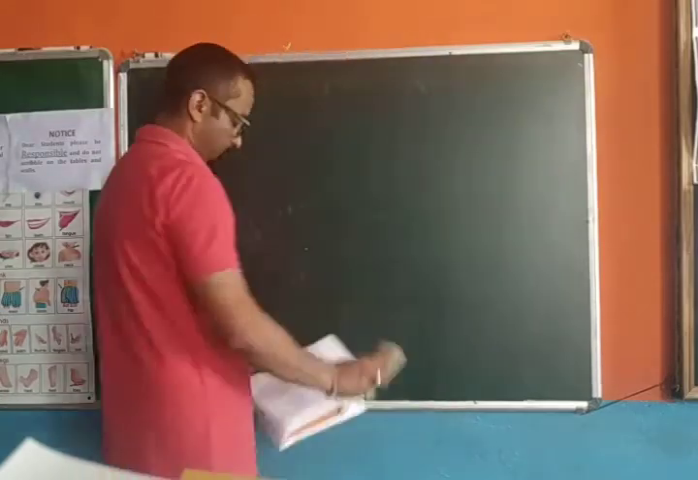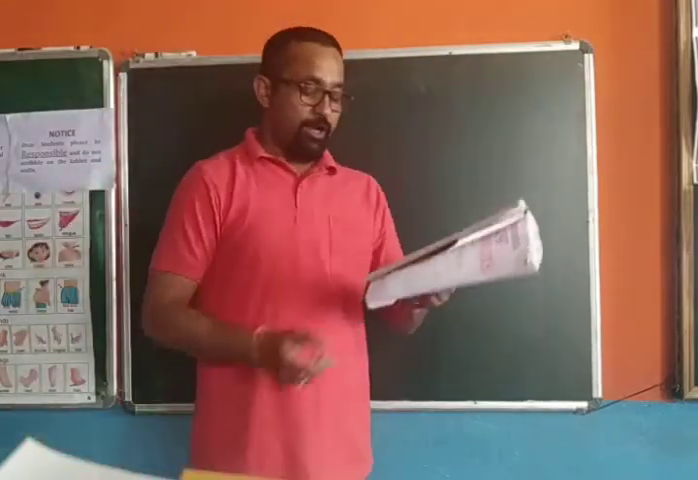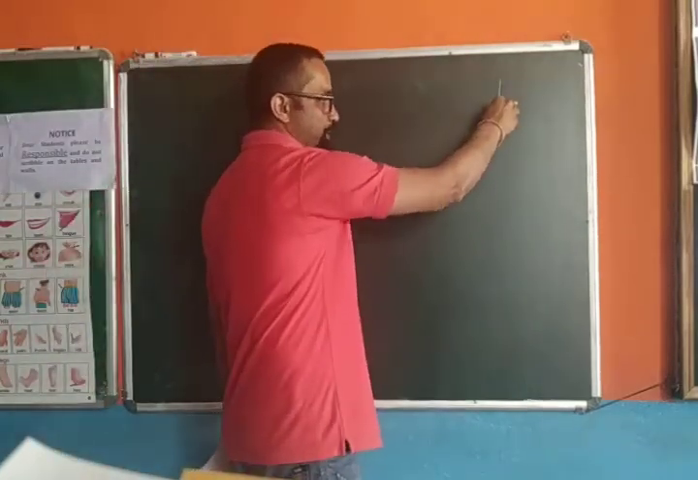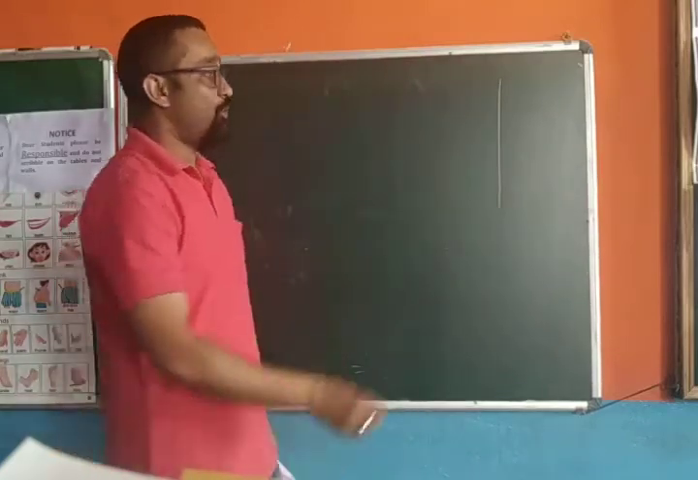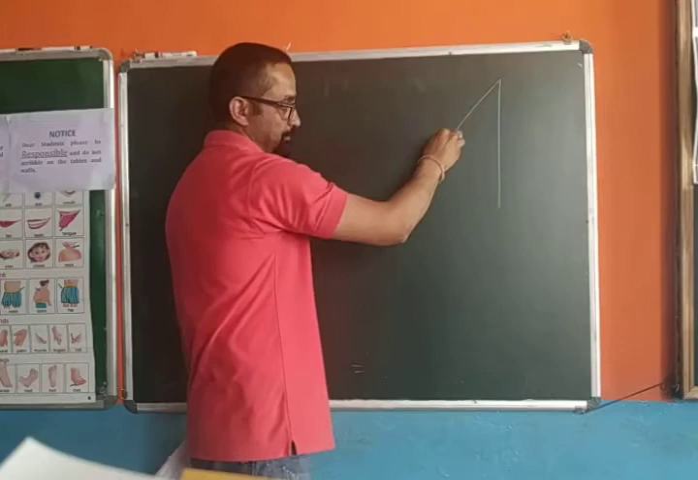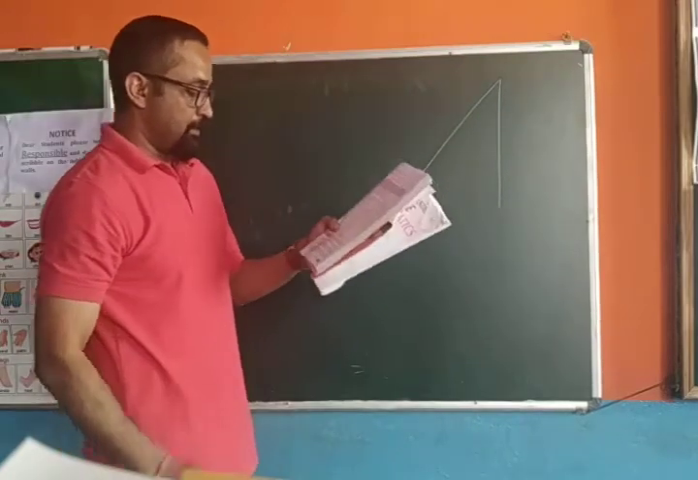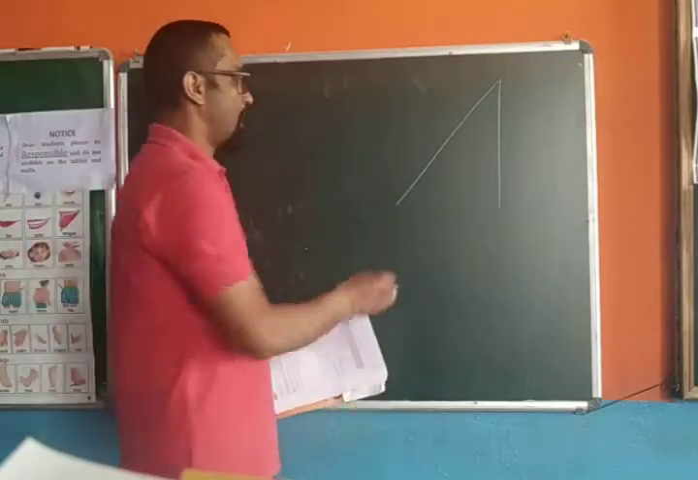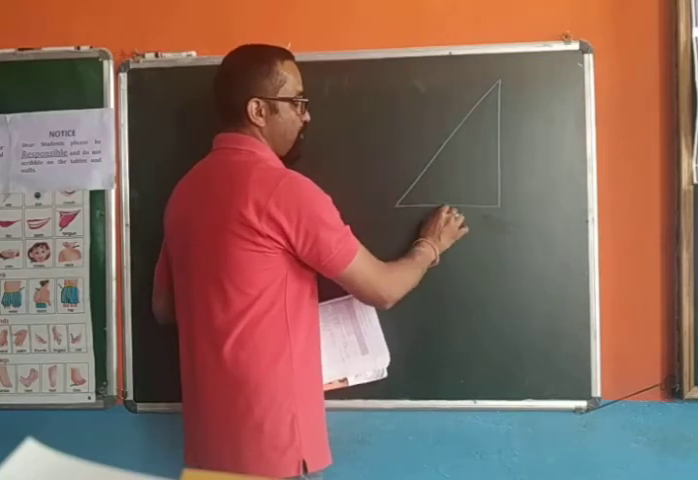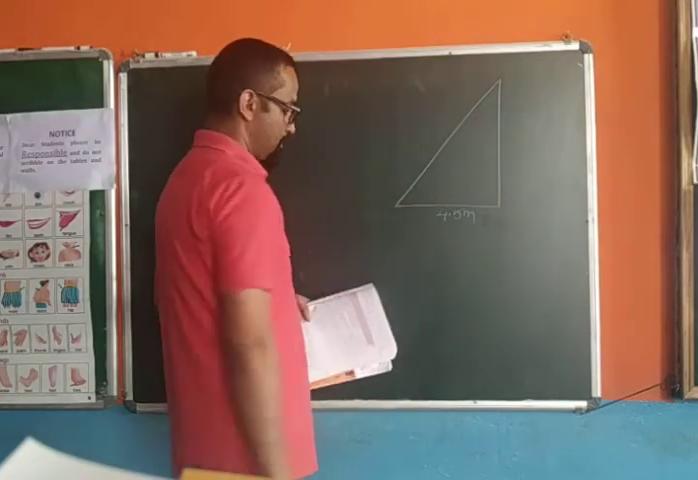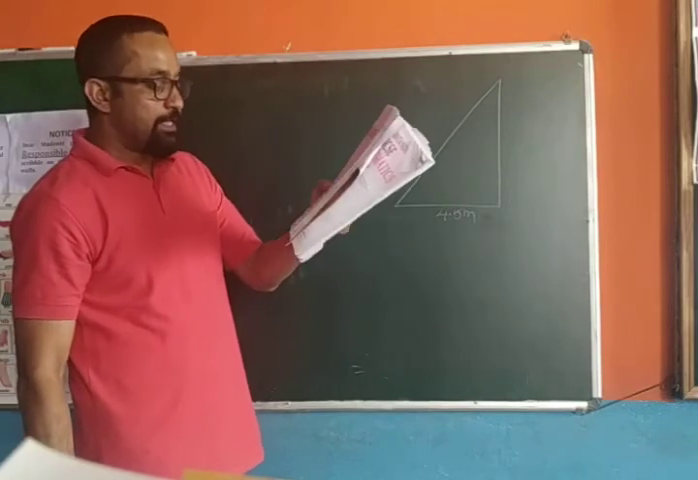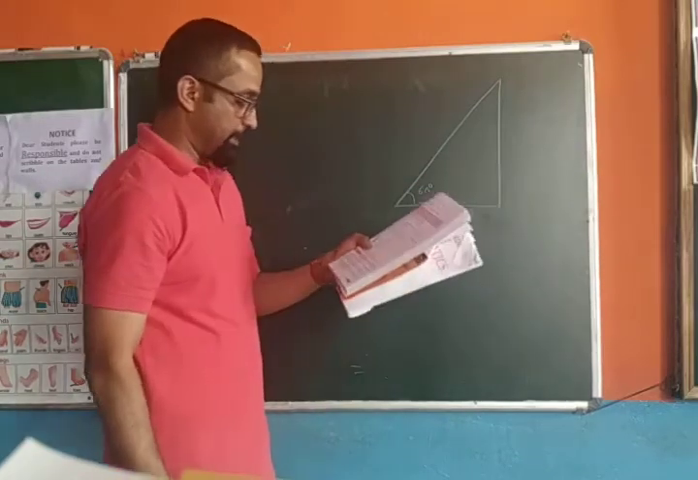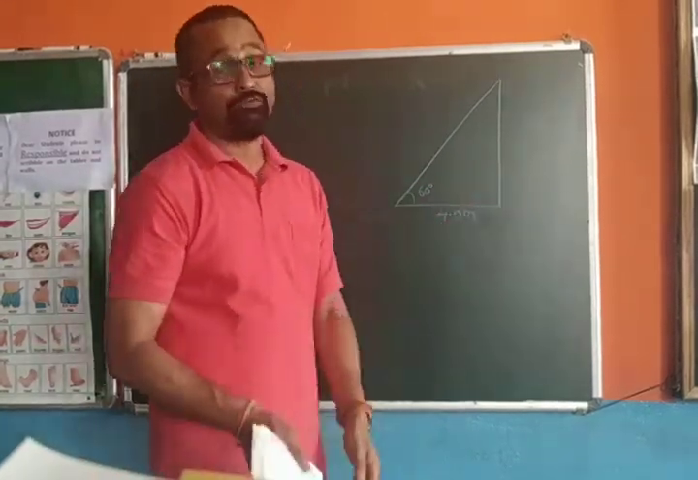Look at question number 3. A ladder is placed against a wall. So you have a vertical wall and the ladder is always inclined to the wall. The foot of the ladder is 1.5 meter away from the wall. So I'll change this value and make it 4.5 meter from the wall. Inclined at 60 degree. Find the height of the wall.